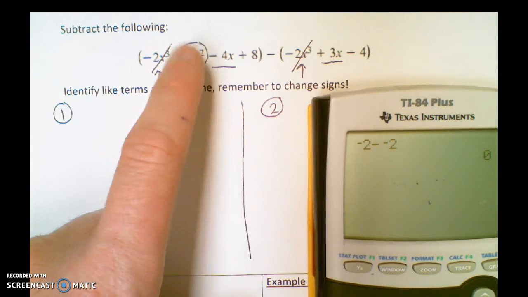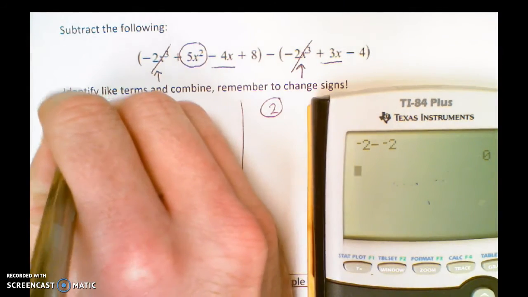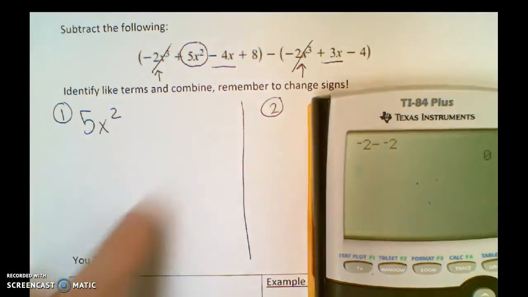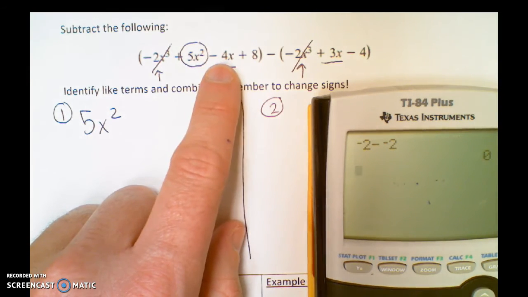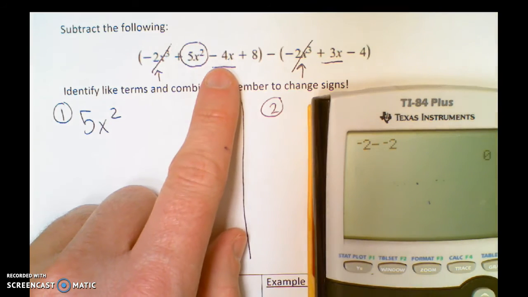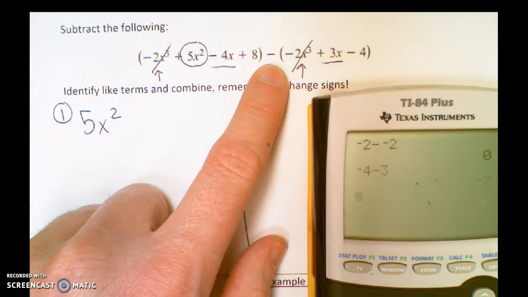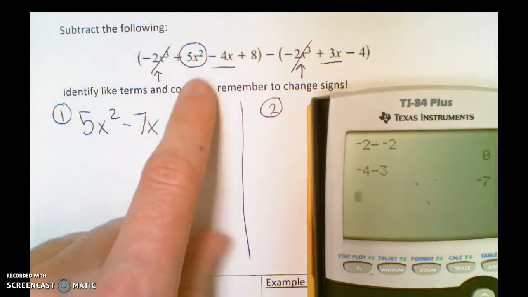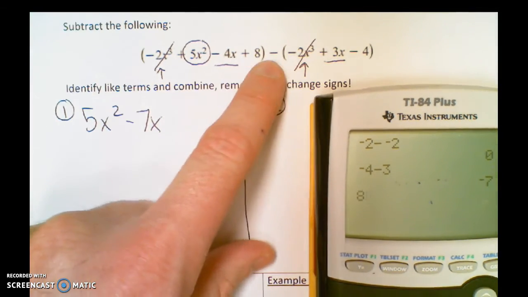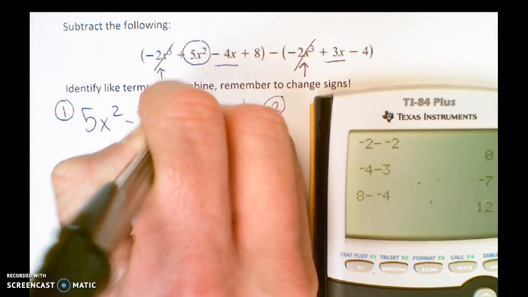Now I go to my 5x squared. 5x squared minus, excuse me, there is no x squared term. So that one just becomes 5x squared because it doesn't match up with anybody. Now I have negative 4x, and that matches up with the 3x. Negative 4 minus 3 gives me negative 7, so it's negative 7x. And then the last one, 8 minus negative 4 gives you positive 12.